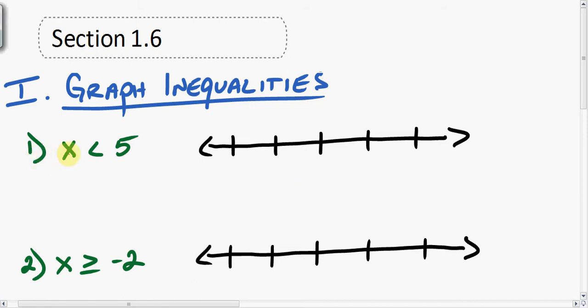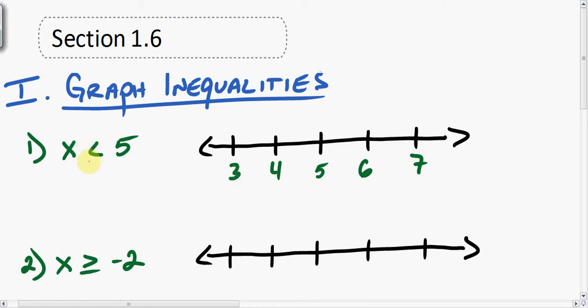This is read x is less than 5. So I've got a number line already drawn out here. I typically make number lines with about 5 tick marks. And when I'm just working with one number, I typically put that number right in the center. So I'll start with 5 and I'll count up to 6, 7, count down to 4, 3.